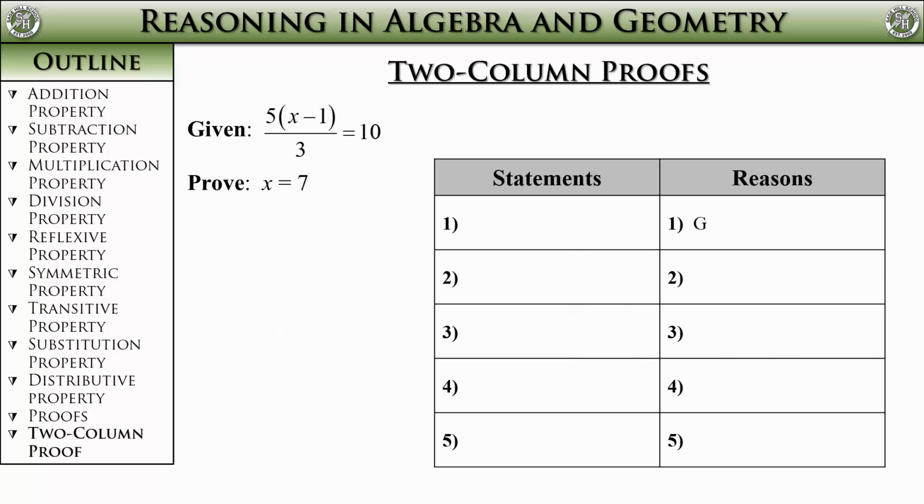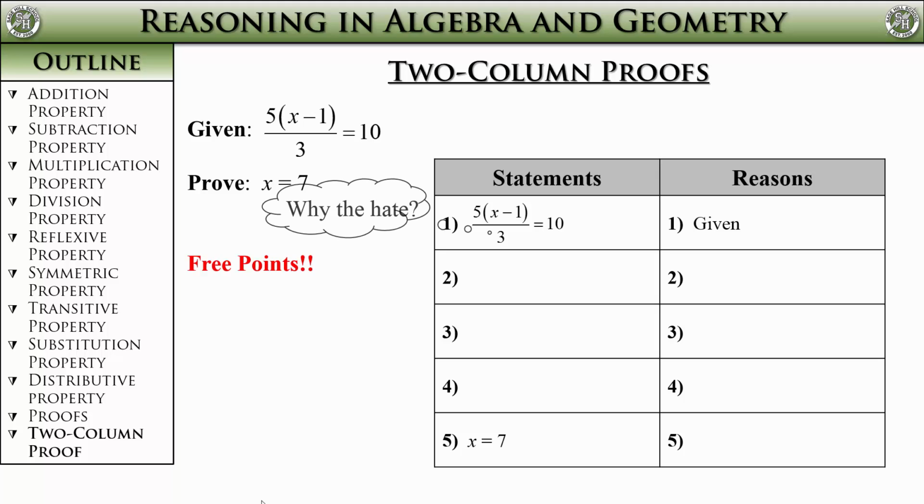Let's try another one. So when faced with a proof for the first time, what is the first thing we should do? Get our free points. With that out of the way, let's work through the problem. First, most students like to get rid of the fraction. I don't know why people hate fractions so much. So many haters. But if we did get rid of the fraction, we would end up with this.